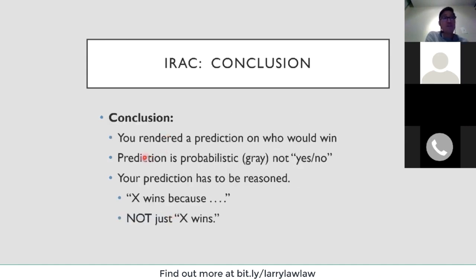A conclusion is a probabilistic prediction. It's just a prediction on who's likely to win based on the black letter law that you're given. And the best conclusions reason it out: X wins because, not just X wins.